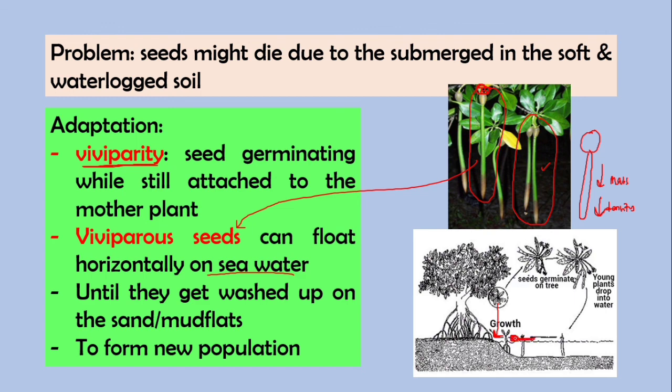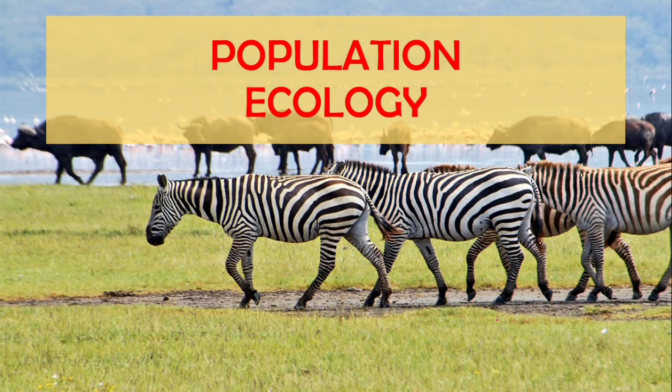Okay. So, once ada tides, high tide and low tides, this viviparous seed akan wash out. Dia akan wash out sampai dia dekat-dekat sand. So, bila dia dekat-dekat sand, dia akan form new mangrove plant. Okay, got it? Okay, next, we will proceed about population ecology.